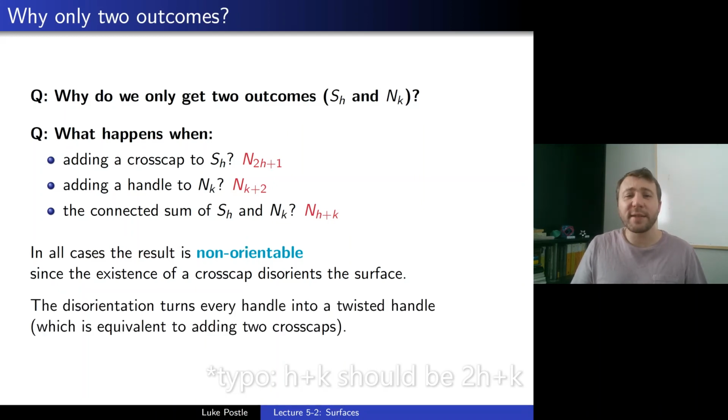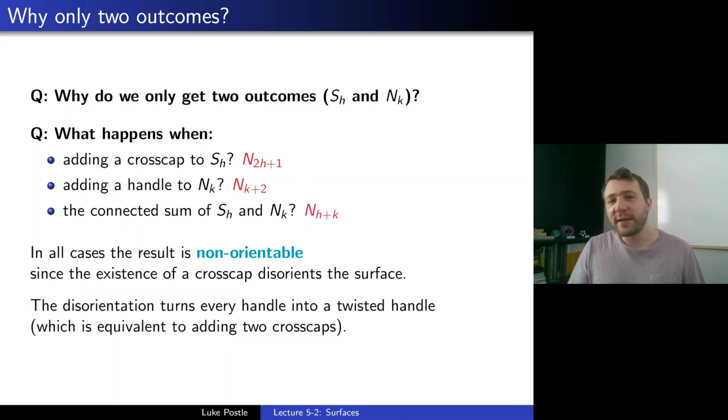So why is that? Because the disorientation turns every handle into a twisted handle. And a twisted handle is equivalent to adding two cross-caps. So a twisted handle is really like adding a Klein bottle, and that's actually the same as adding two cross-caps, or two projective planes, if you would. So that's an amazing fact: when you combine the torus and the projective plane, there's only one outcome, and it's the same as combining the Klein bottle and the projective plane. And it's the same as taking the connected sum of three projective planes.